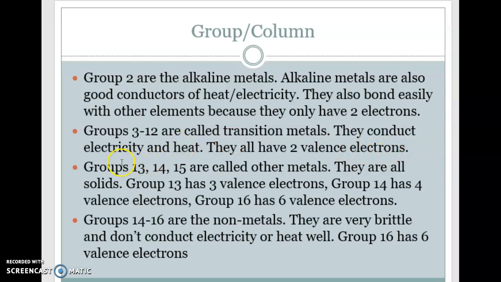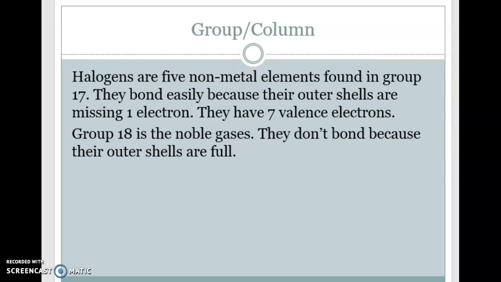Groups 13, 14, and 15 are called other metals. They're all solids. Group 13 has 3 valence, group 14 has 4 valence, and group 16 has 6. Remember that the valence electrons are the number of outer electrons. And it's just easier to look and see what group they're in, and that tells you how many valence electrons they have. So it very much tells you how they're going to bond. Groups 14 through 16 are your nonmetals. They don't conduct electricity or heat very well. And group 16 has 6 valence electrons.